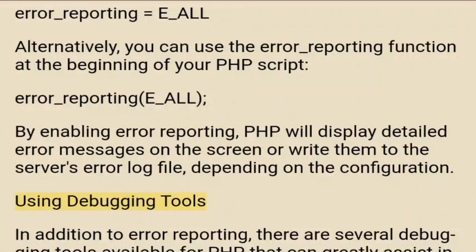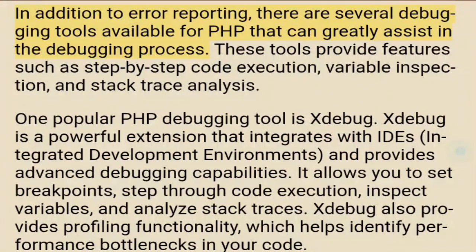Using debugging tools. In addition to error reporting, there are several debugging tools available for PHP that can greatly assist in the debugging process. These tools provide features such as step-by-step code execution, variable inspection, and stack trace analysis. One popular PHP debugging tool is Xdebug. Xdebug is a powerful extension that integrates with IDEs, integrated development environments, and provides advanced debugging capabilities. It allows you to set breakpoints, step through code execution, inspect variables, and analyze stack traces.